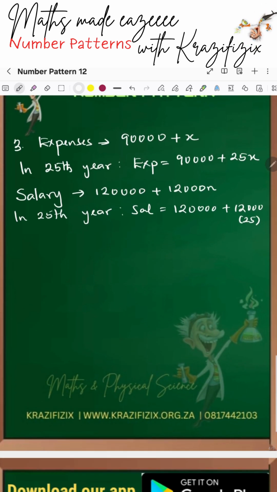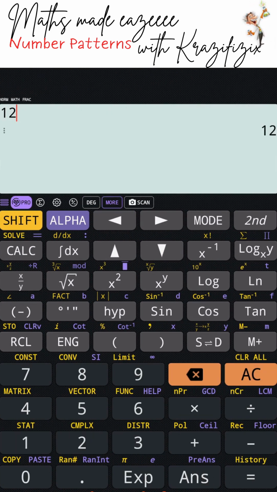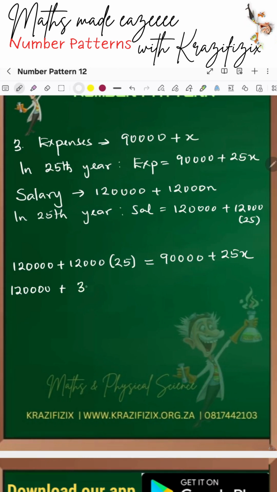Okay, so we need to equate this. So let's write this out neatly. 120,000 plus 12,000, which is multiplied by 25 years, will be equal to the total expenses, all right, 90,000 plus 25x. Now we're just solving for x. 120,000 plus 12,000 times 25. Let's just quickly get that. 12,000 times 25 would be what? 300,000. Okay, so 300,000 plus 120,000 equals 90,000 plus 25x.